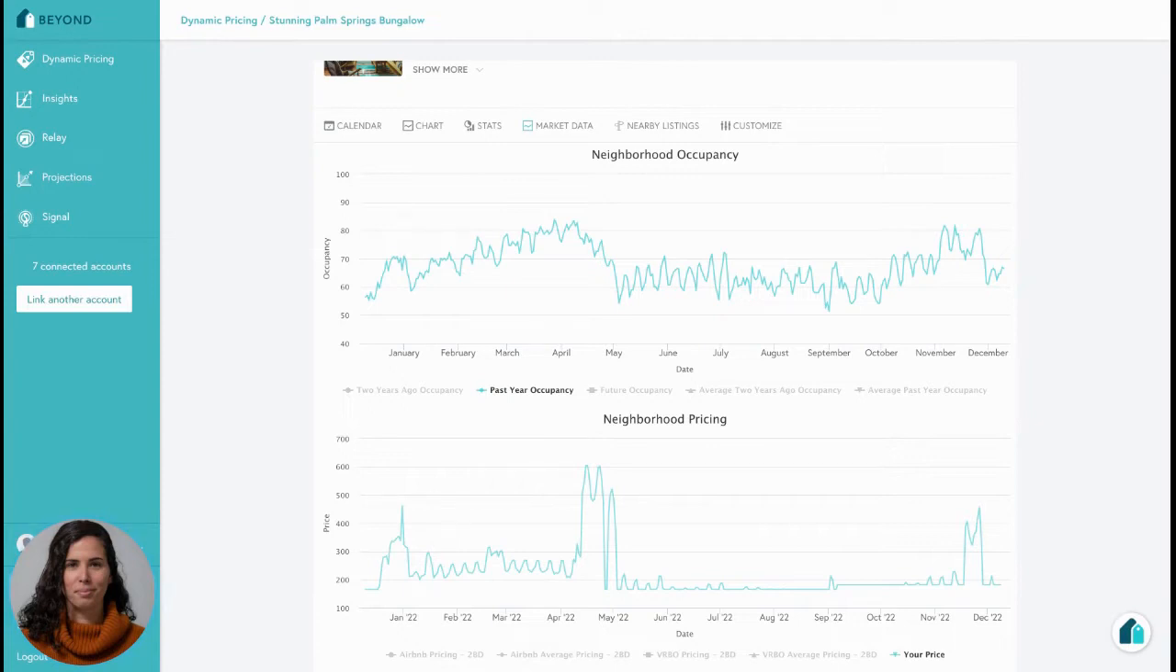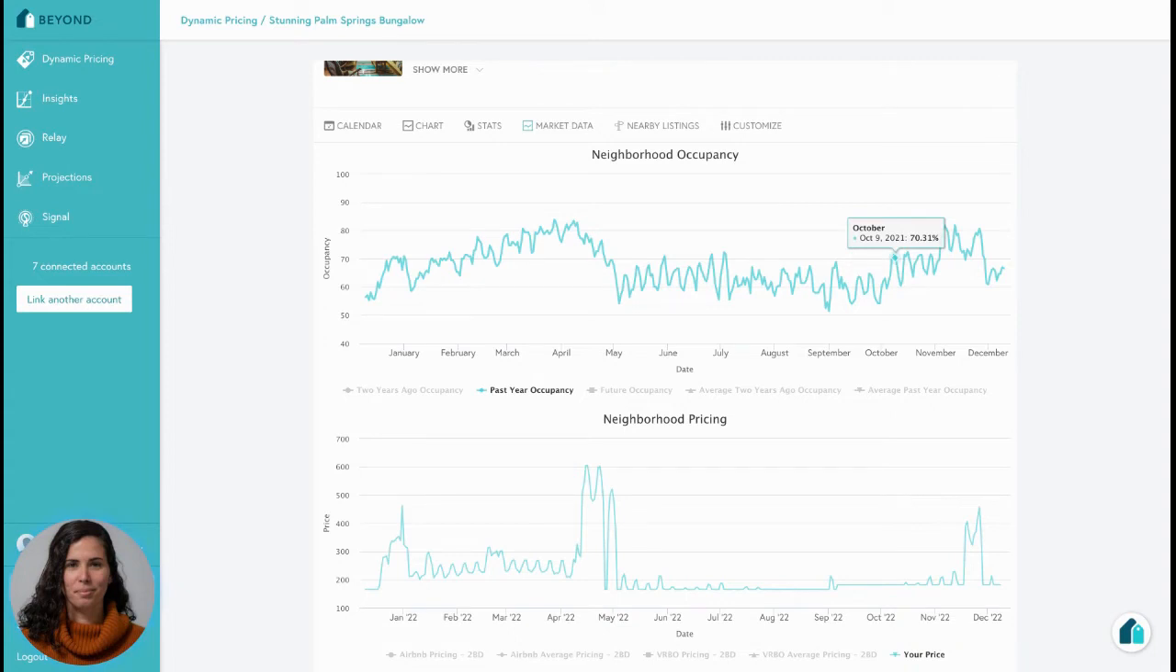Once you connect your listings to Beyond, you have access to all the market data we source from a variety of publicly available sites, including Airbnb, Expedia, Booking.com, and Vrbo. The first chart you see is the neighborhood occupancy chart, which shows you occupancy in your market last year, thereby showing you the seasonality of your market. By hovering your mouse over the line, you can see what the market occupancy was for any given day.